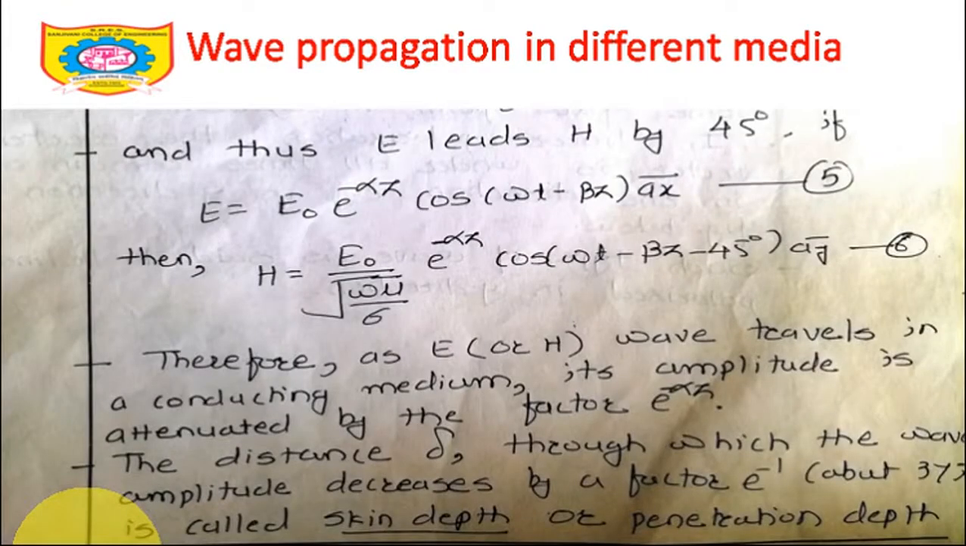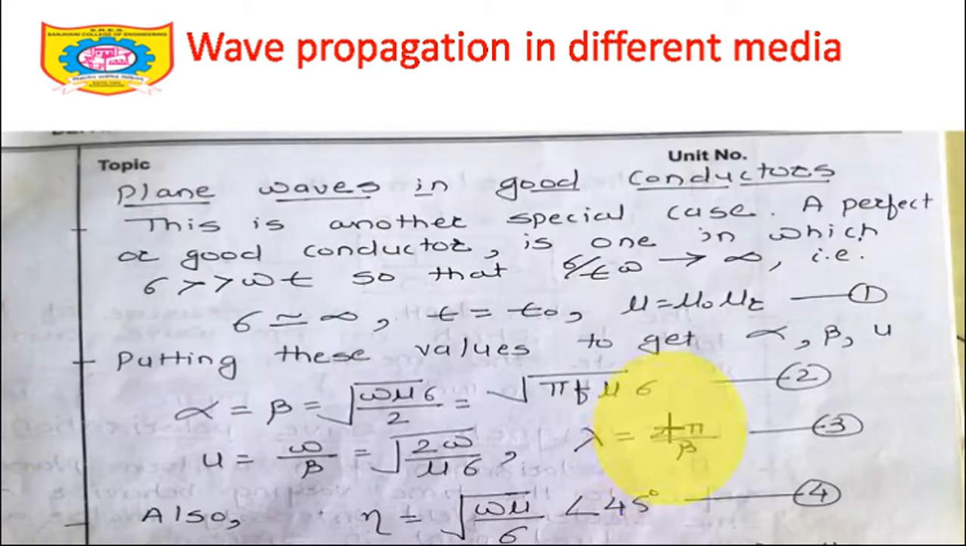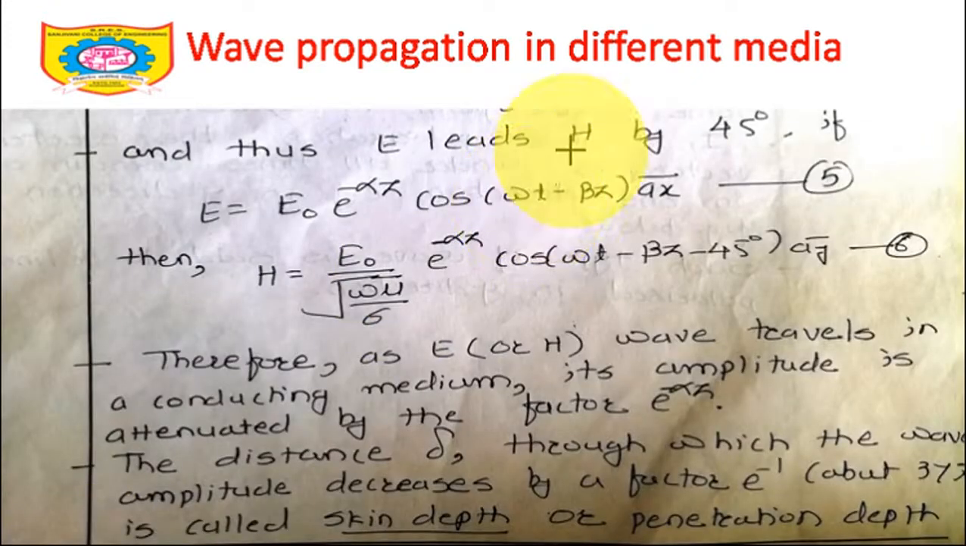Finally, you know that if there is a 45 degree angle here, theta eta is equal to 45 degrees. We say that inside the conductor, E bar leads H bar by 45 degrees, or H bar lags E bar by 45 degrees, and you can write the expression for H bar from the earlier equation as E0 divided by this eta value, omega mu by sigma, e raised to minus alpha z, cos of omega t minus beta z minus 45 degrees, a_y bar.